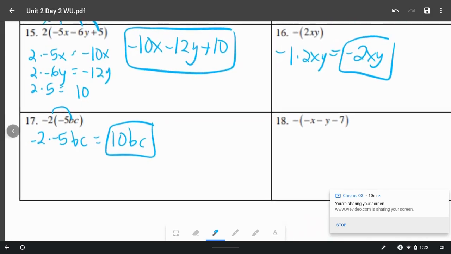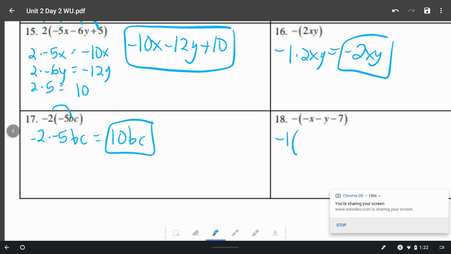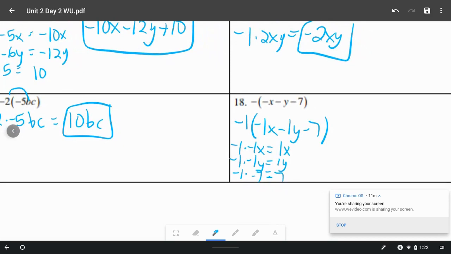And then 18, last one, we have a negative 1 out front, and we have 1s in front of the x and the y. So that means I'm going to multiply negative 1 times negative 1x, negative 1 times negative 1y, and then negative 1 times negative 7. So let's see what we get from all three of these when we multiply them. So the first one we get is 1x. The second one we get is 1y. The third one we get is a positive 7. So if I add all those together, that's what we'd get, 1x plus y plus 7.